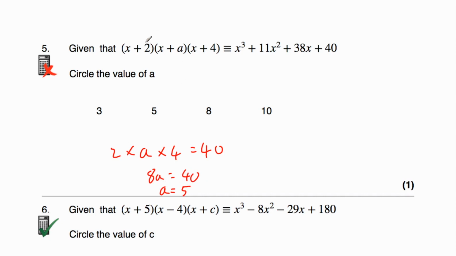And if you just look at it, 2 times 5 is 10, times 4 is 40. So the answer would be 5. So this value for a must be 5. So it's just quite a neat technique to find out what these numbers in the brackets could be.